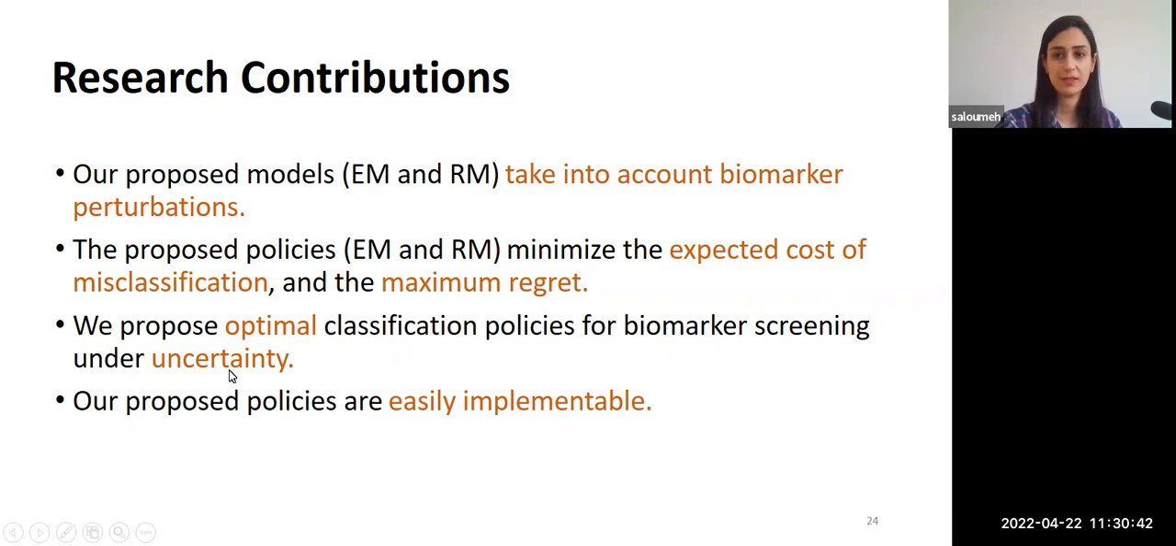And a really nice thing about our proposed policies is that they are easily implementable. Laboratories already have all of the measurements, and they don't need to collect any more data. They already have everything we need. They just need to apply these methods to classify the newborns as positive or negative.